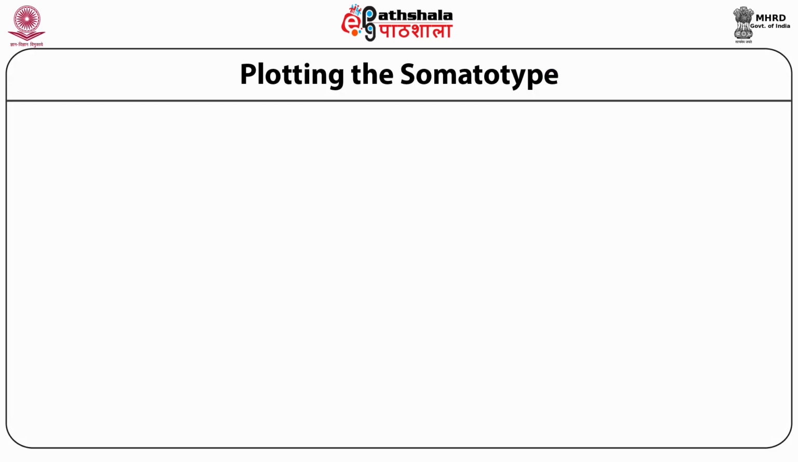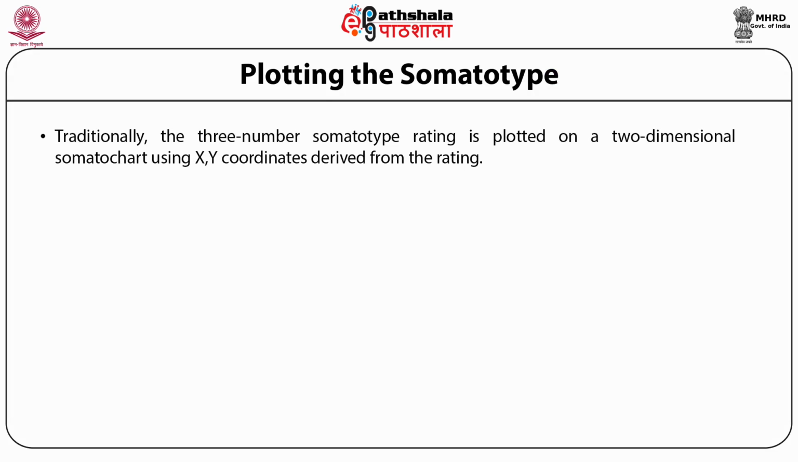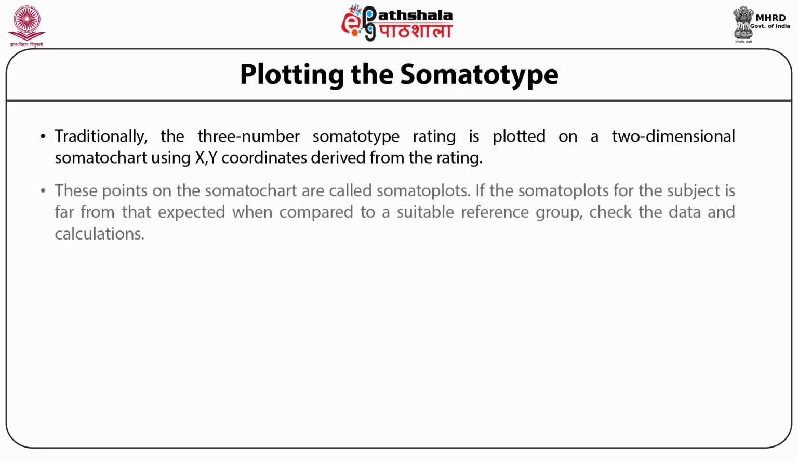Plotting the somatotype. Traditionally, the 3-number somatotype rating is plotted on a 2-dimensional somatochart using XY coordinates derived from the rating. The coordinates are calculated as X is ectomorphy minus endomorphy, Y is 2 times mesomorphy minus the sum of endomorphy and ectomorphy. For subject 573, X is equal to 1.5 and Y is 6.5. For subject B 188, X is 2 and Y is 4. These points on the somatochart are called somatoplots.